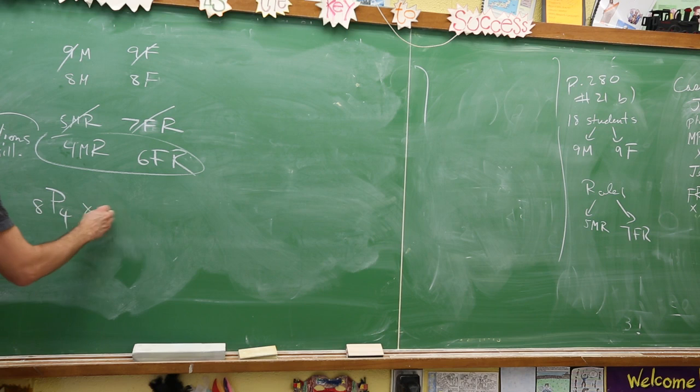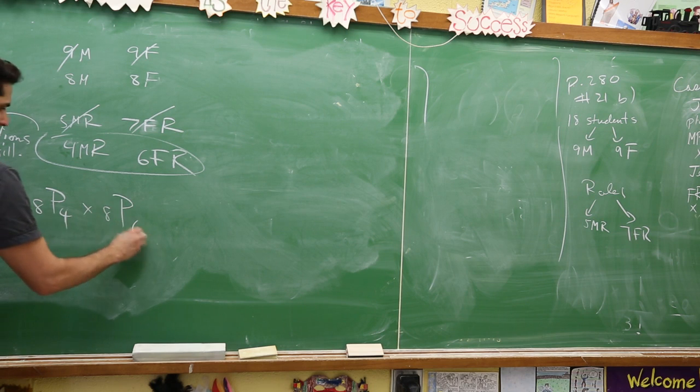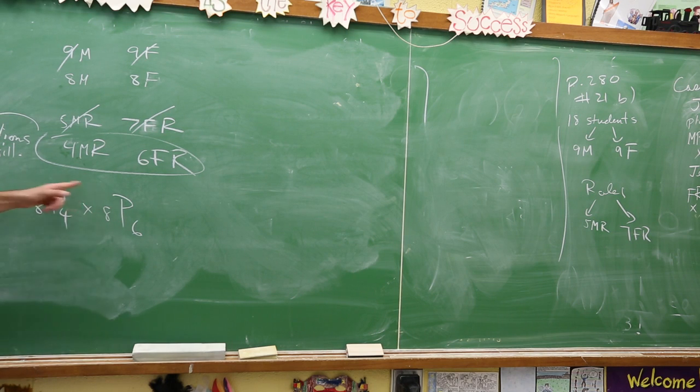8P6. Now here's the thing. Am I injecting any order here? Should I divide by 2 factorial? I'm multiplying 2 objects. No. Why? Because they're different variables. This is the choice of male, where you're choosing 4 people, and here you're choosing 6 from females to fill female roles. So they're independent positions. You would never see the doubling up of the order on the tree.